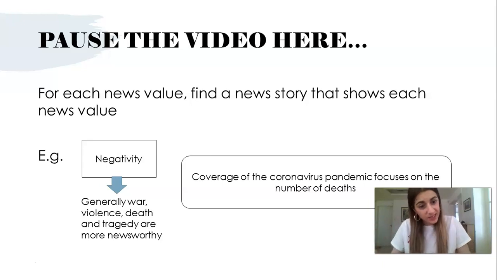So for negativity, for example, I'd say that the coverage of the coronavirus pandemic focuses on the number of deaths, and that's an example of negativity. So there was a massive story when we hit over 20,000 deaths, for example, when we had some of the highest numbers in Europe. That is an example of negativity. So just pause it here and see if you can work that out and get some examples.